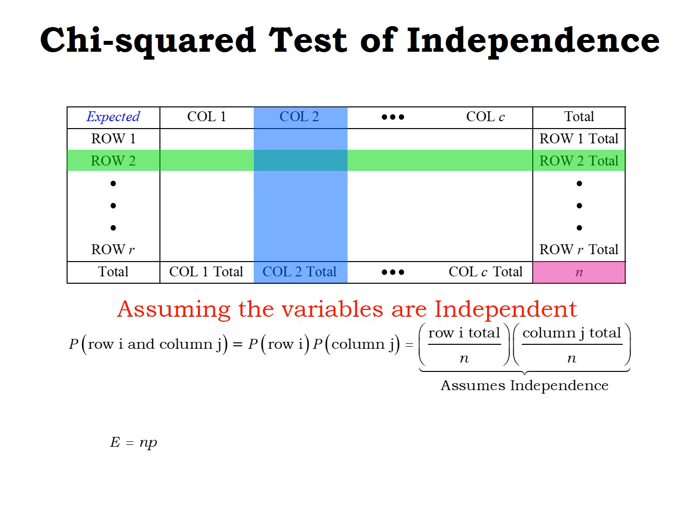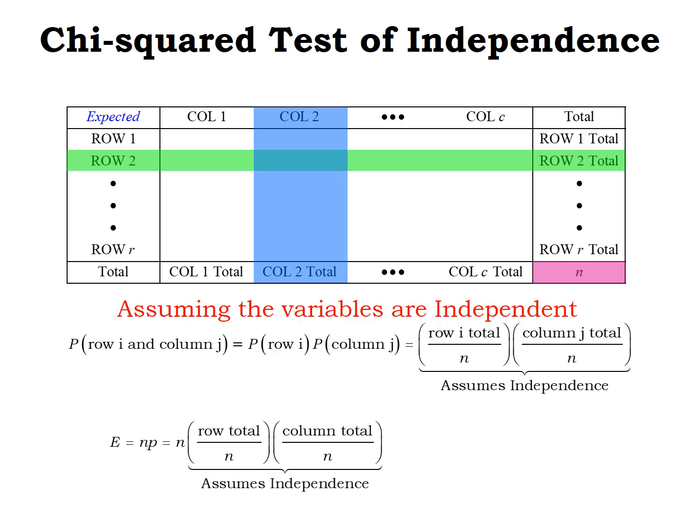So just like with the goodness of fit, how many we expect to be in each subdivided category is based on the sample size and the probability of being in that category. And we just determined that the probability of being in a particular row and column combination is the row total over n times the column total over n. So when we multiply that by n, two of these n's cancel out. And we're left with this shortcut formula that says how many we expect to be in a particular cell within our table is going to equal the row total times the column total divided by the sample size.